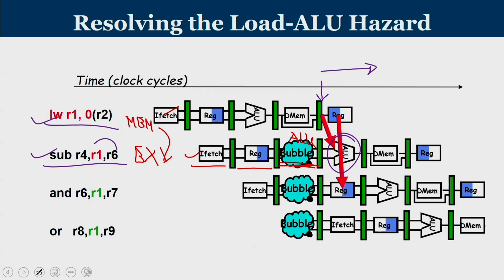That means I cannot perform the decoding for the AND instruction. So, the bubble will continue. Once you insert a bubble, then the rest of the process will move smoothly. So, how are we going to deal with this?